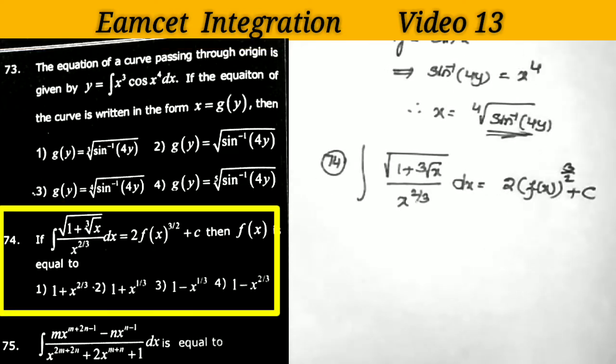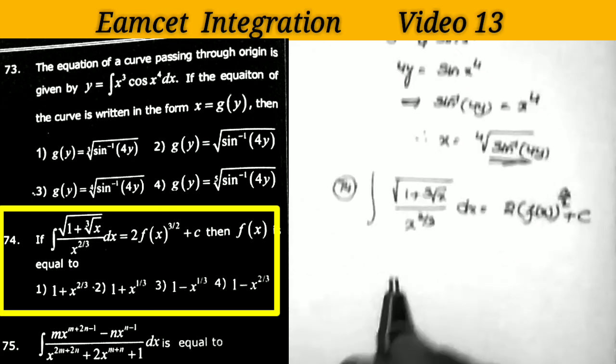Next question, sum number 74. The integral of square root of 1 plus cube root of x, divided by x to the power 2 by 3, dx, is equal to 2 into f of x to the power 3 by 2 plus c. Then what is the value of f of x? So this is the given question.